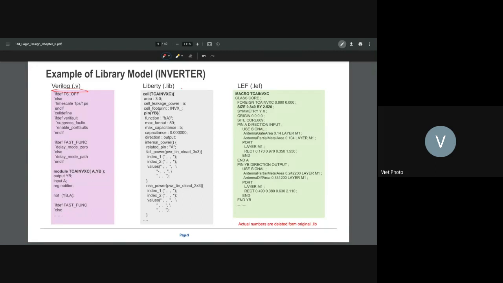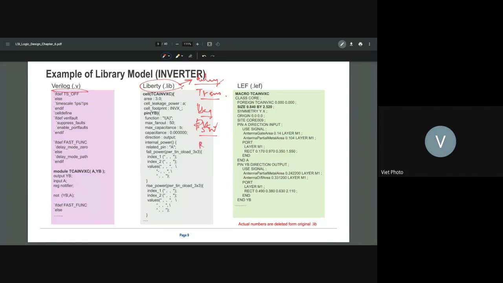The library .lib is the Synopsys format that everybody now uses. In this, we have a lot of information. It will give us information about the delay, about the transition time, about the leakage, and about the switching power. So that's basic: delay, transition, leakage.